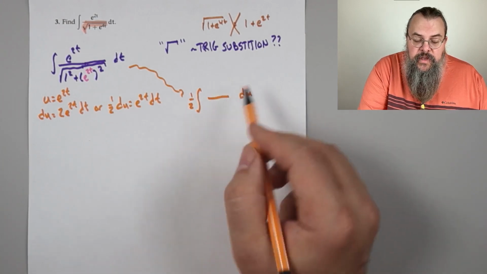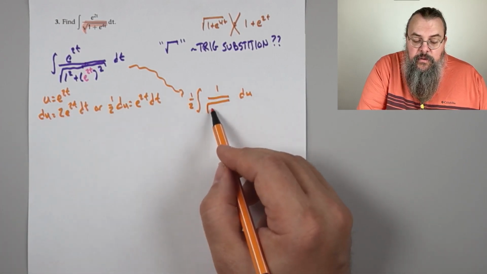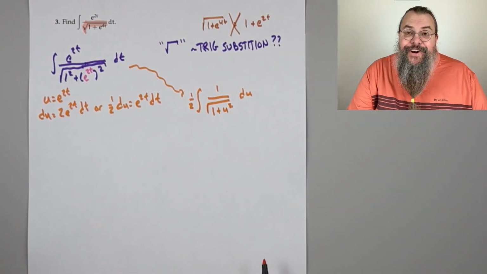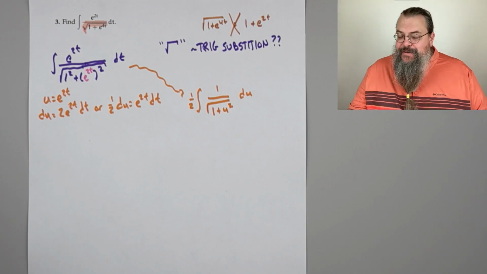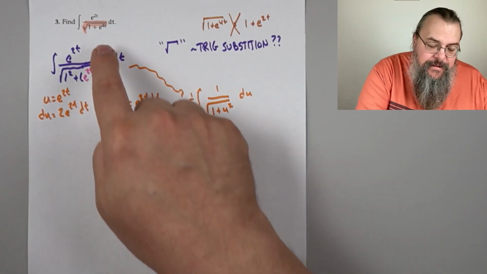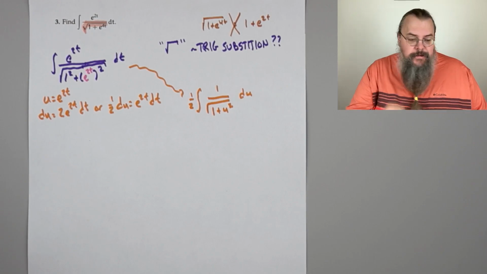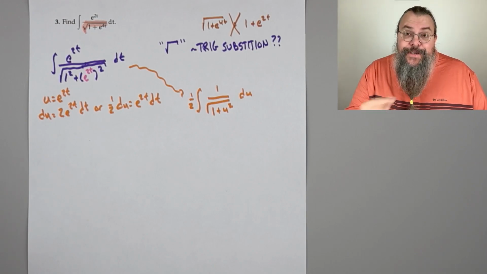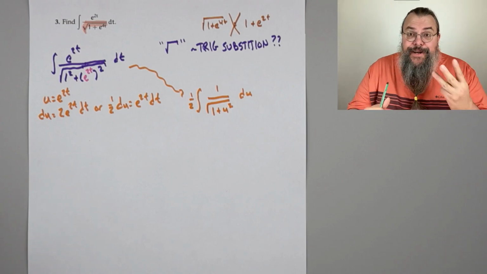Du. And then we have the square root of 1 plus u squared. All right, good. Now, this really does look like a trig substitution problem. They were kind of hiding it a little bit with exponentials, but now we can make progress here. So what kind of trig substitution is it? Well, we have 3 possibilities.